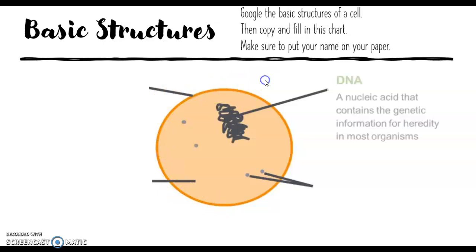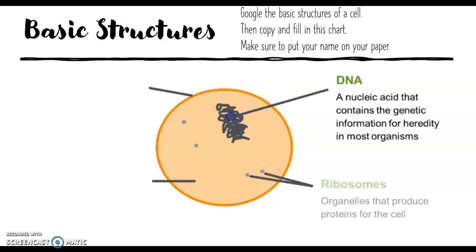What are these structures? Well, these squiggly things are DNA. That's the nucleic acid that contains genetic information for heredity for most organisms. That's the information that your cells need to make you look like you. Ribosomes. Ribosomes produce proteins for the cell, very important for muscles and also for hormones.